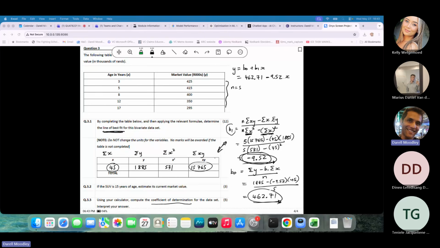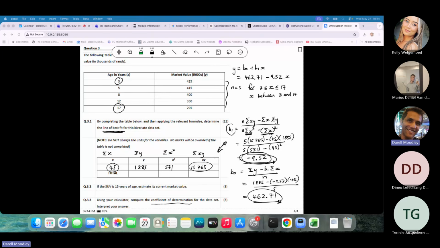Now, this equation is only valid for the lowest value of x and the highest value of x. So it's only valid for, I can write it mathematically like this, 3 less than or equal to x less than or equal to 17. Or you can write it in words, for x between 3 and 17. It's up to you. Okay, so you must state that this equation only holds for the lowest value of x and the highest value of x. All right, make sure you state that.